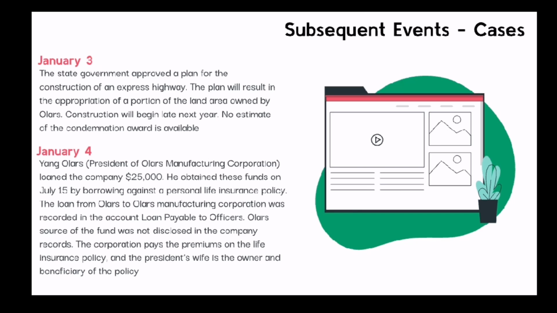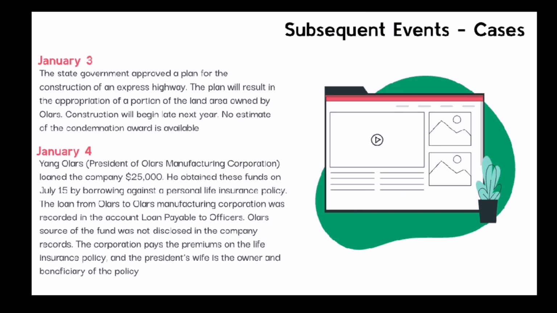On January 3, the state government approved a plan for the construction of an express highway. The plan will result in the appropriation of a portion of the land area owned by Ollars. Construction will begin late next year. No estimate of the condemnation award is available.